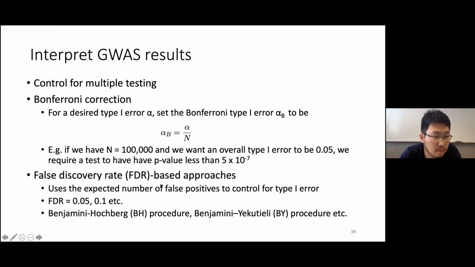Let's see. What if you find a lot of curve lines like this? Okay, we'll talk about that later.